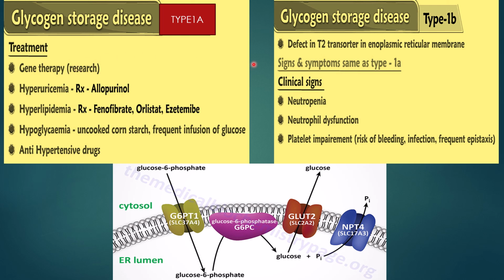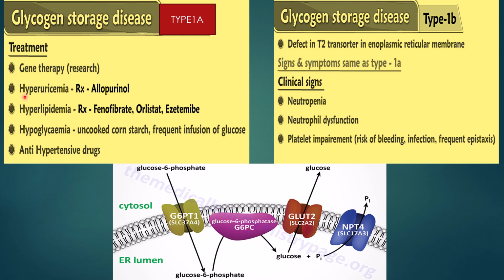Now the type 1B disease. This is the comparative account of type 1A and type 1B. So the treatment for type 1A, in which there is a deficiency of glucose 6 phosphatase enzyme: gene therapy, which is still in an infancy stage. So that can be the only curative treatment.